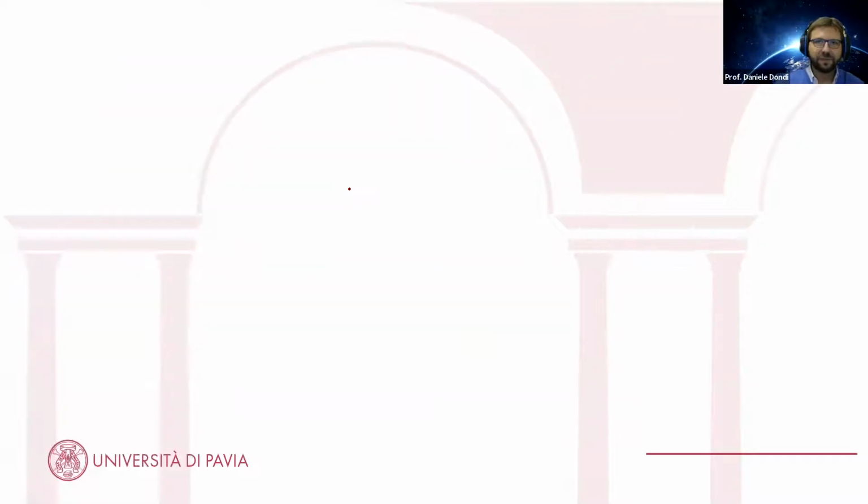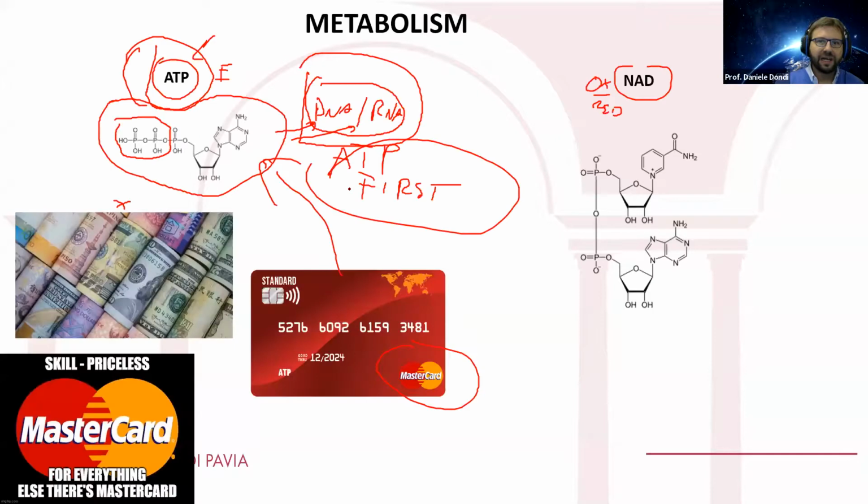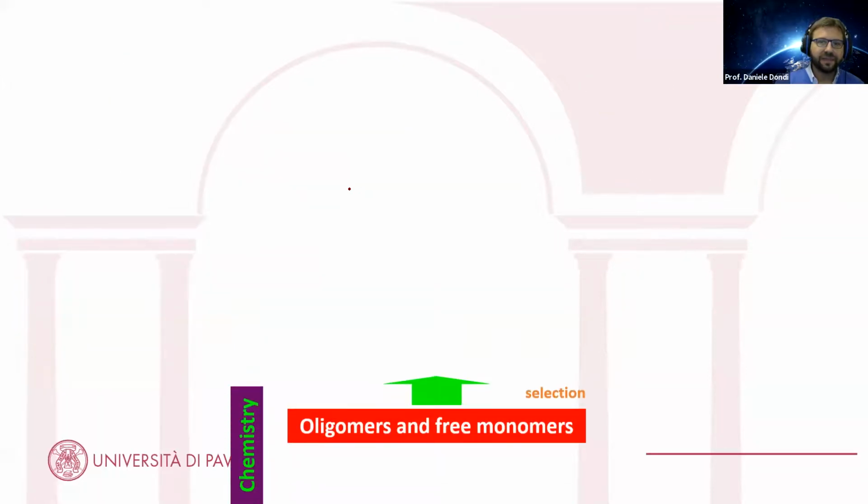Let's go forward. Okay, so now this is the idea. From reductionism, we break everything and we start from free monomers and oligomers. This is the way of chemistry. So we are in the chemistry part of the selection. This is maybe called prebiotic chemistry, the term that sometimes we use. So, prebiotic chemistry.